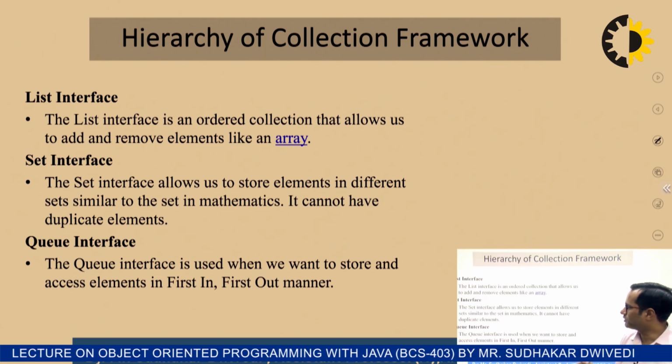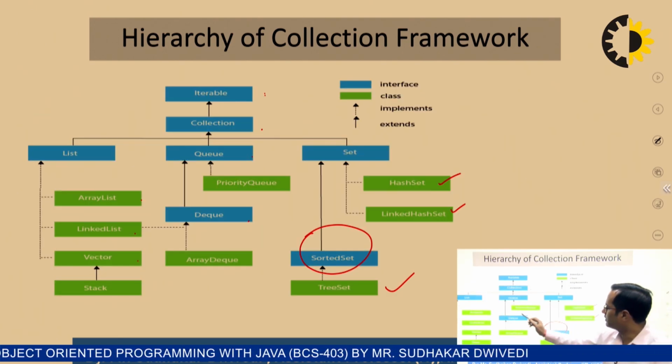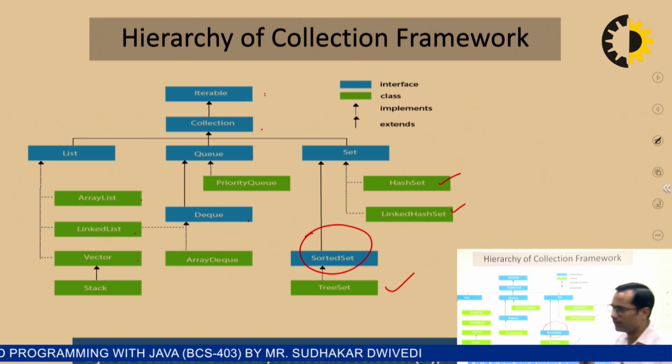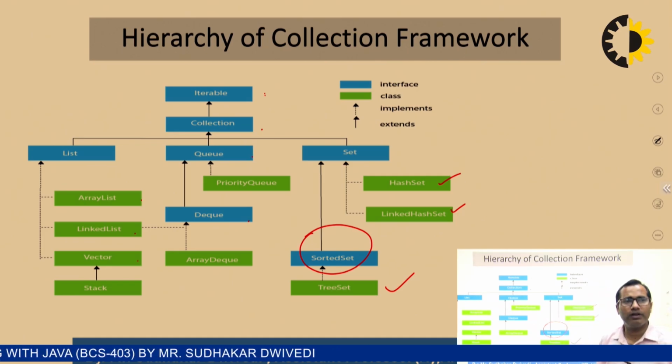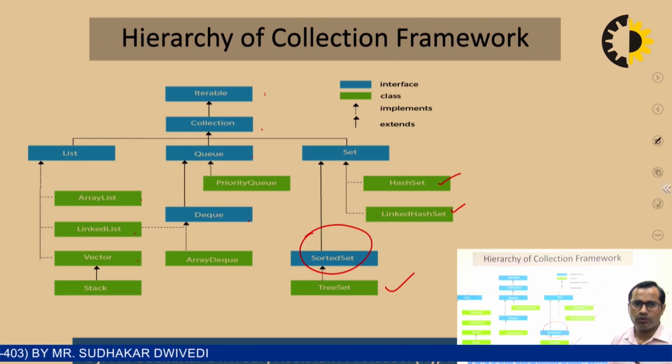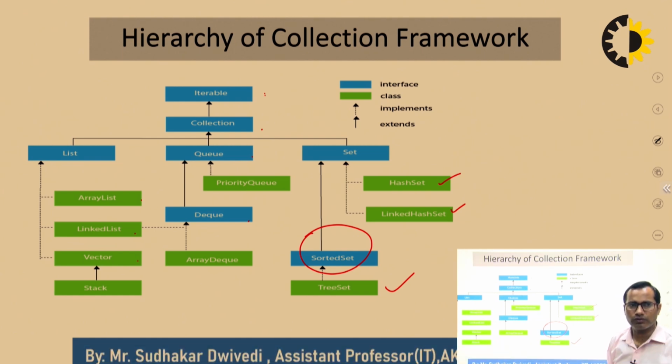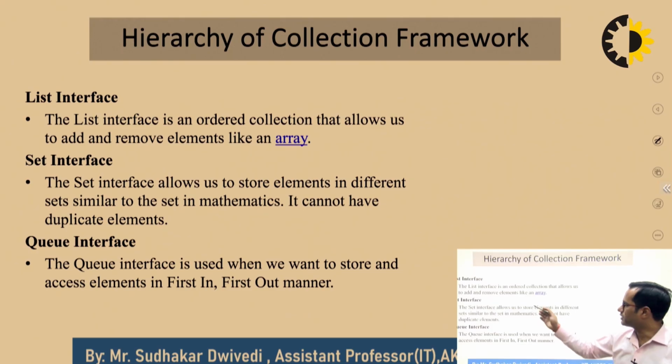So as I have discussed, there are different types of interfaces like List, Queue, and Set. So what is the basic requirement of these types of interfaces? What type of values are we going to store? Why are we differentiating all these types of interfaces? So let's discuss one by one.